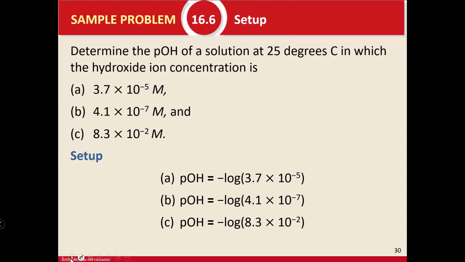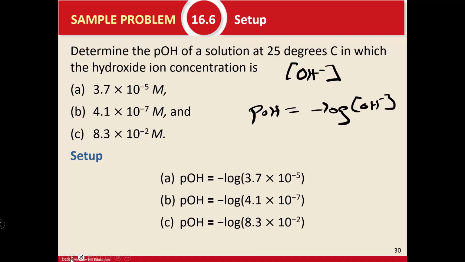All right, determine the pOH in which the hydroxide ion concentration, so, you might want to draw that. They're telling you these are hydroxide ion concentrations. So what do we do? We plug these values into our equation. pOH equals negative log of the hydroxide ion concentration. And that's what they're doing here.